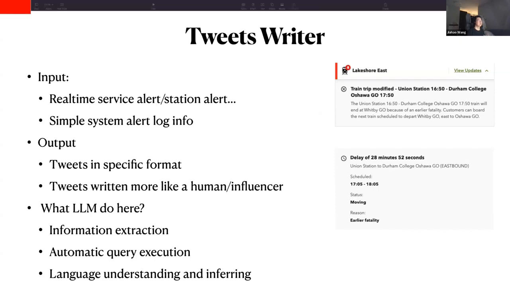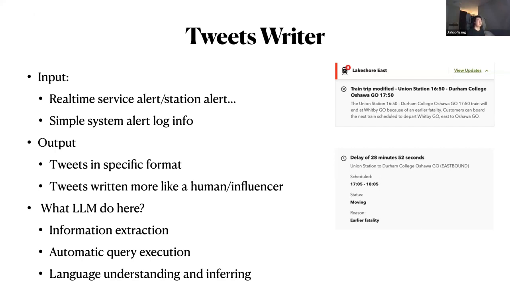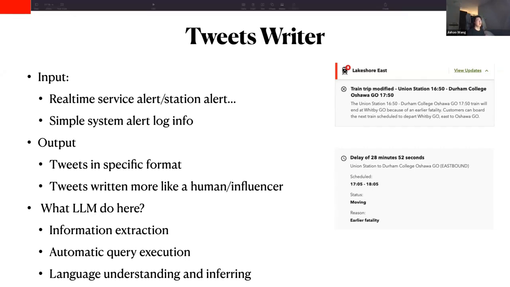It's the Twist Writer. The Twist Writer application takes real-time service alerts and station alerts, which can be directly gathered from the transit system. On the right-hand side is the system alert. I directly took a screenshot from the GO Transit website, and it can also take a simple system alert log that has less information. There may be no OD information, just a trip ID, and no other suggestions. There's only the status of those vehicles.